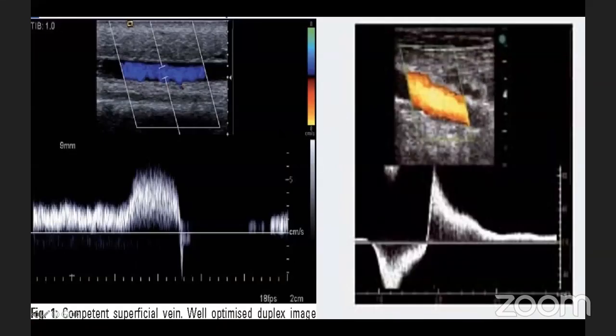Two examples of the reflux using the color and also spectral waveform. In the spectral waveform here, the valve closure is quite nice and brilliant with no problem at all. And here is giving us evidence of reflux because it goes above the baseline. Here is the augmentation time or the squeezing time, and this is the release time where it goes all the way opposite and downwards.